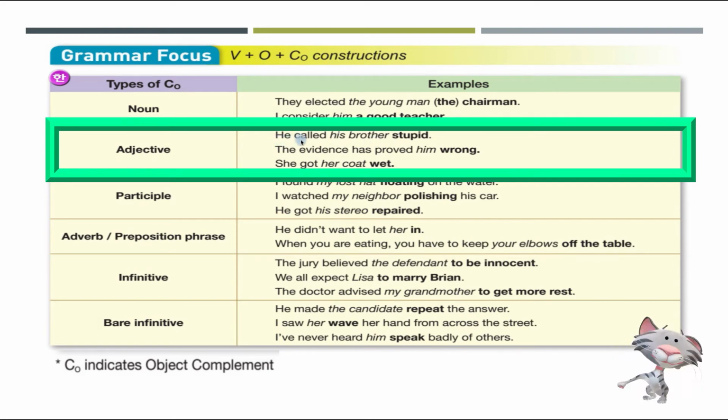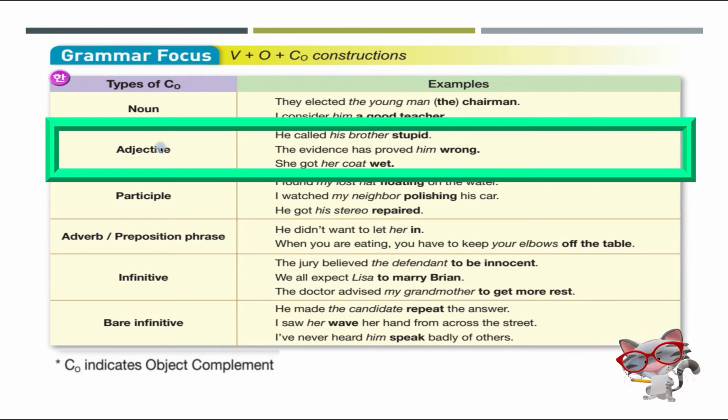Yeah, so you've got "He called his brother stupid. He called him stupid." "The evidence proved him wrong." "She got her coat wet. She got it wet." So these, stupid, wrong, wet, are adjectives. Not nouns, not participles, but adjectives.